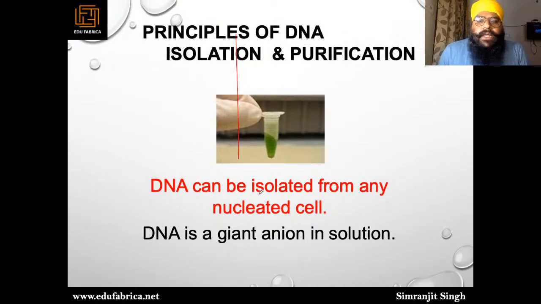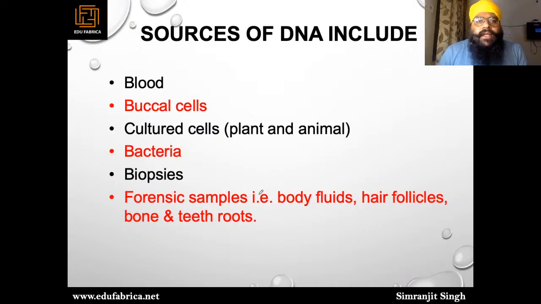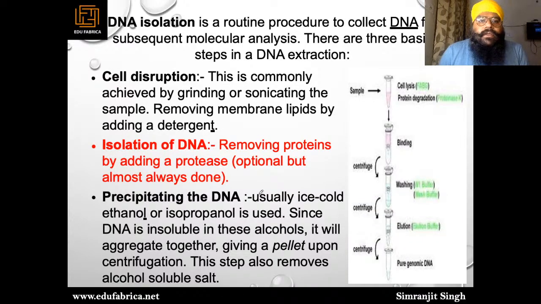So DNA can be isolated from any nucleated cell. DNA is actually a giant anion in a solution. Sources of DNA include blood, buccal cells in your mouth, cultured cells, bacteria, biopsies, and forensic samples like body fluids, hair follicles, bones, and teeth roots. So DNA isolation is a routine procedure to collect DNA for subsequent molecular analysis.